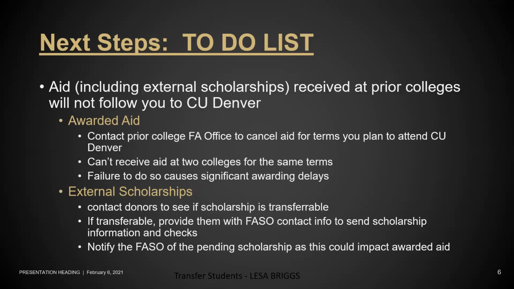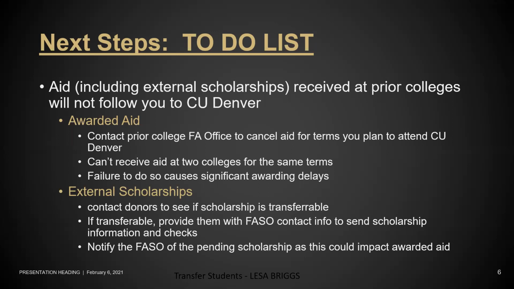So next steps, so things that you need to do. If you have aid at a prior school or your current school, and you're planning to start in the summer term or start in the fall, you need to make sure that the financial aid office at your current school is aware and provide them with a written statement to cancel your aid for the terms that you will not be attending. So if you're planning to attend CU Denver starting the summer, then make sure you indicate that you need your summer aid canceled.